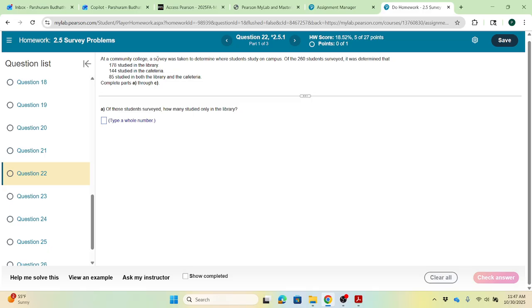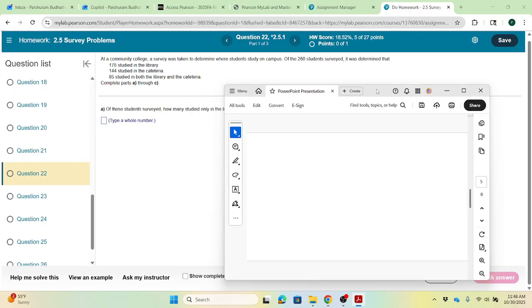At a community college, a survey was taken to determine whether the student study on campus. Of the 260 students surveyed, so that's the total number, it was determined that 178 studied in the library, 144 studied in cafeteria, 85 studied in both the library and cafeteria. So to answer this question, we can use Venn diagram.